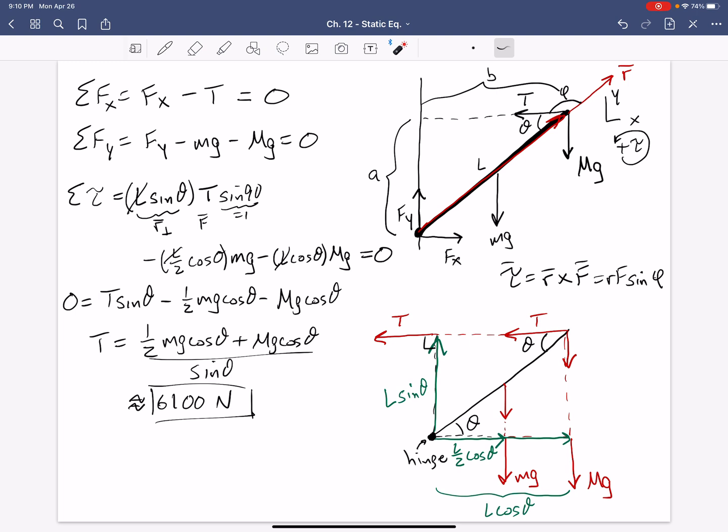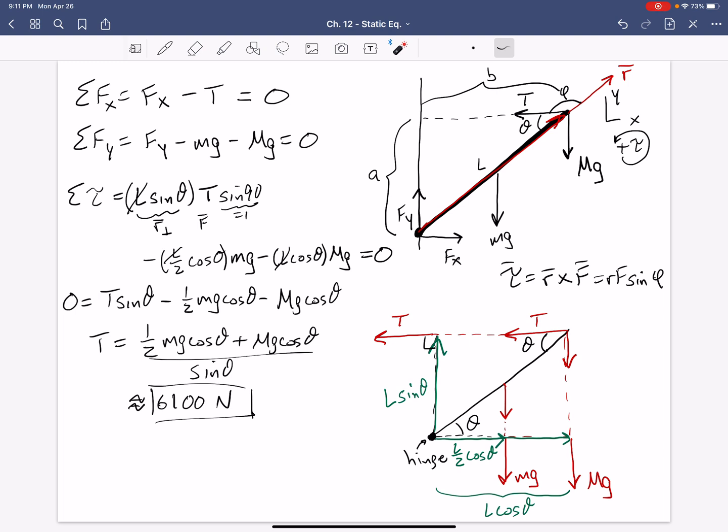And then I found the terms, right, meaning T sine theta and 1/2 mg cosine, etc., because I found that the perpendicular component to the force, in this case, was L sine theta, and in these cases were either 1/2 L or L cosine theta. And then that allowed me to make, since those are perpendicular, we had R perpendicular times T, times the force, and then sine of 90 was just 1. And so this whole term reduced down to LT sine theta, and then the L's canceled out.